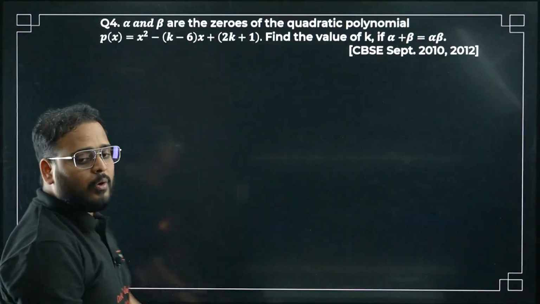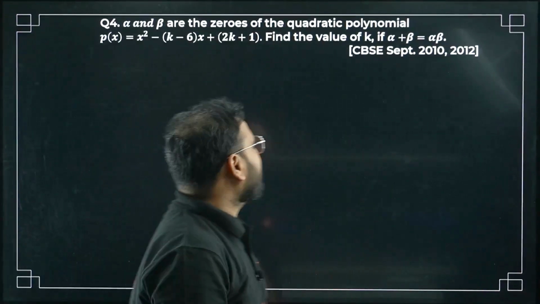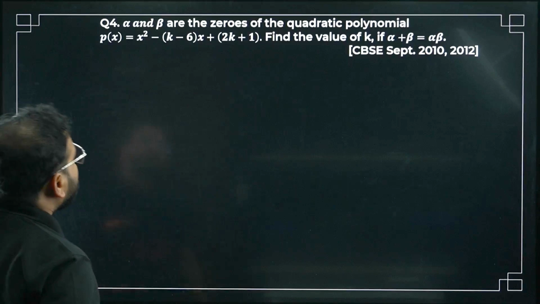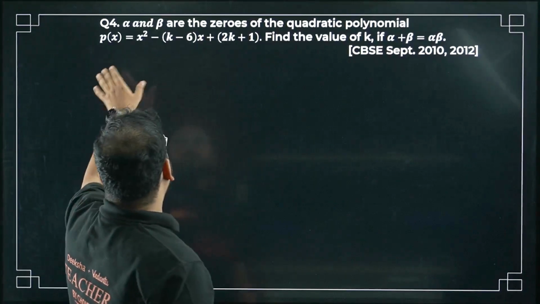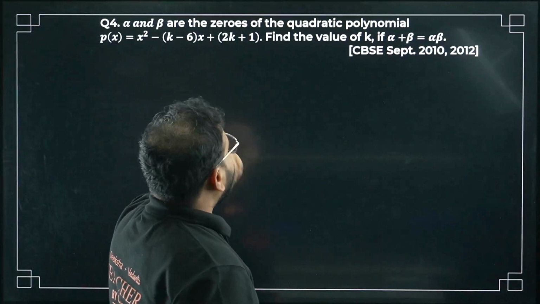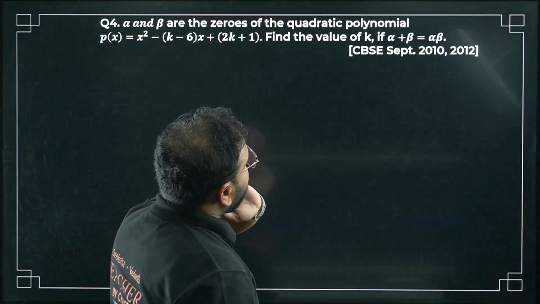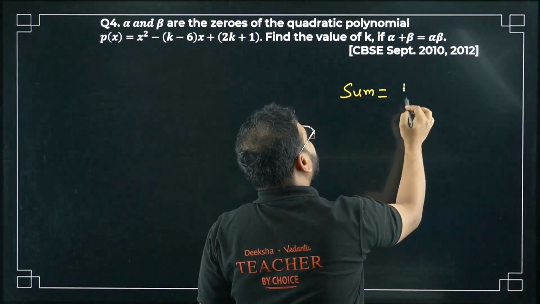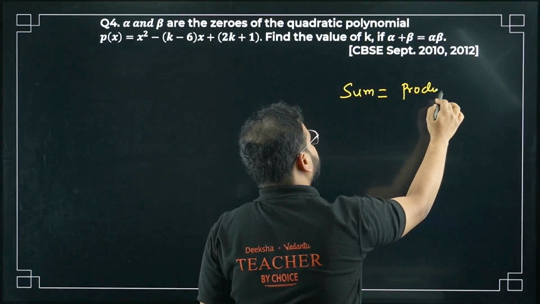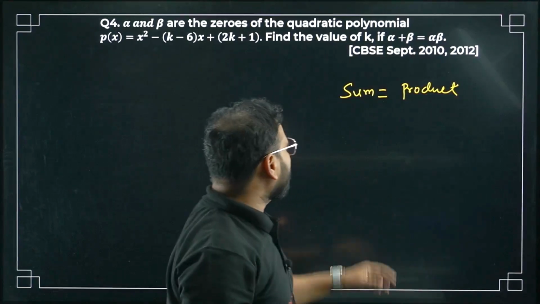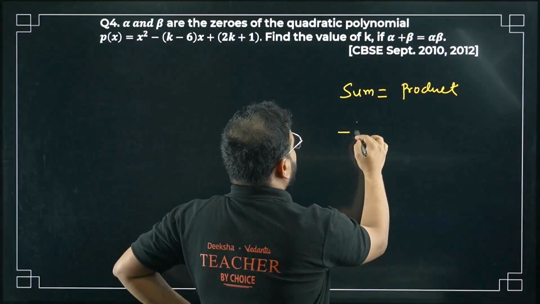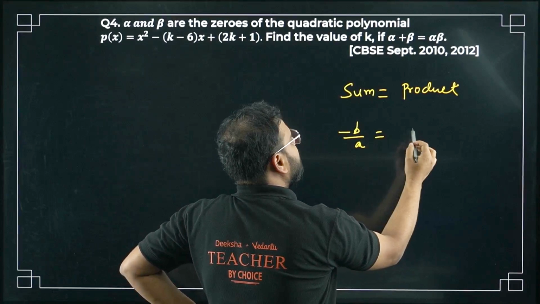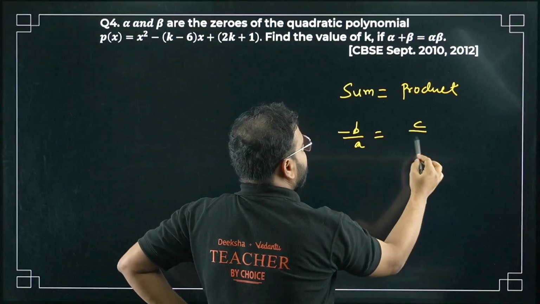Moving on to question number 4 now. Let's quickly solve this question as well. What we have here is alpha and beta are the zeros of the quadratic polynomial given like this. Find the value of k if alpha plus beta is equal to alpha into beta. Basically they are saying the sum of the zeros is equal to the product. So the sum is given by, we know the formula, minus b by a equals c by a.